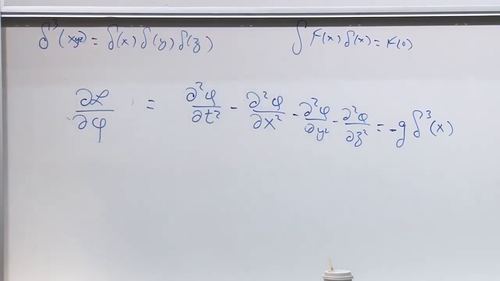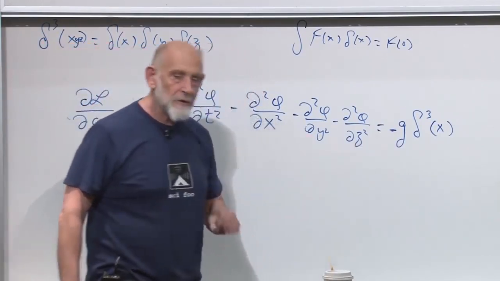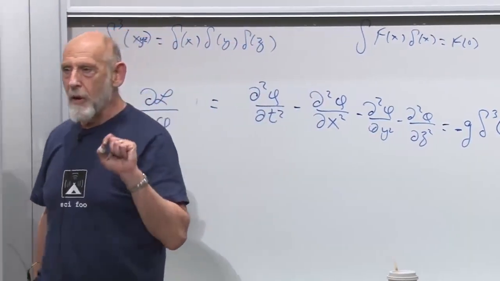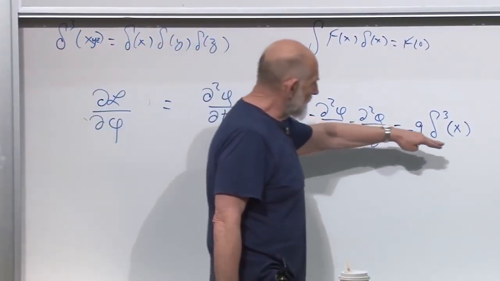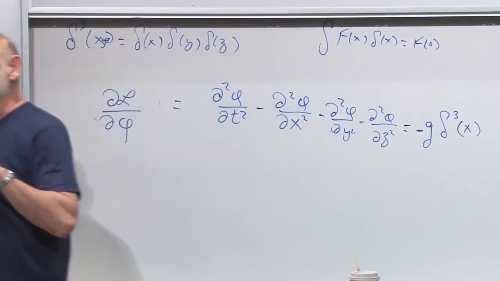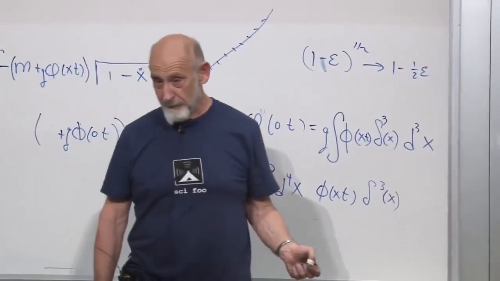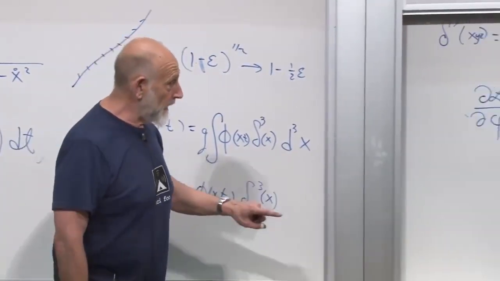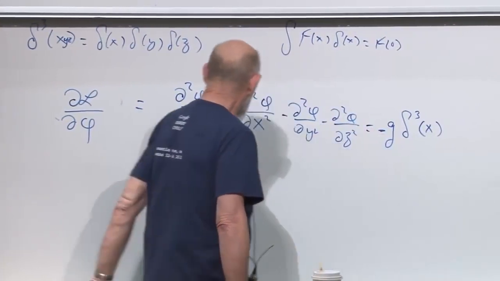Now, this is an odd equation. It's a wave equation, except on the right-hand side at one point, and only one point, there's something different. Something's going on at that one point which is different than the rest of space. What's going on? There's a particle there. It's affecting the equation of motion, but only at one point.